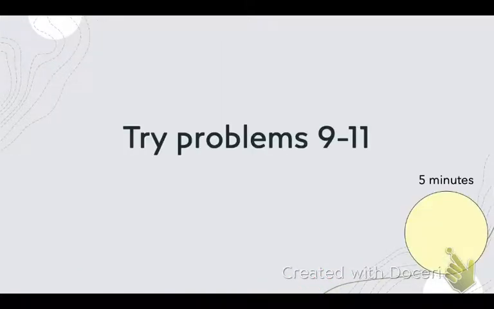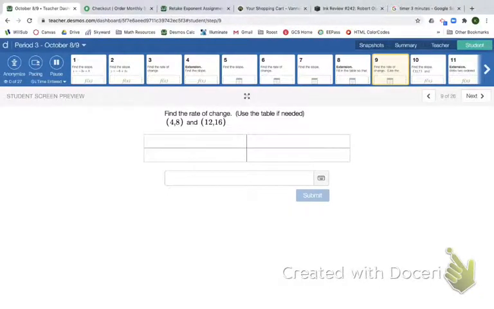All right. Go ahead and try problems 9 through 11. You'll have 5 minutes to do 9 through 11. On the first one, you'll notice that it says use the table if needed. So put your x values and your y values. And we're going to put the timer on for 5 minutes again.